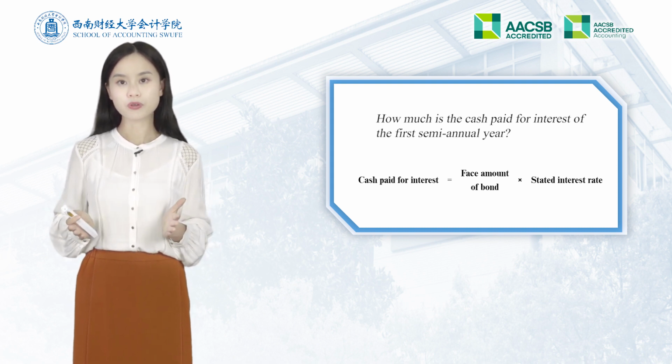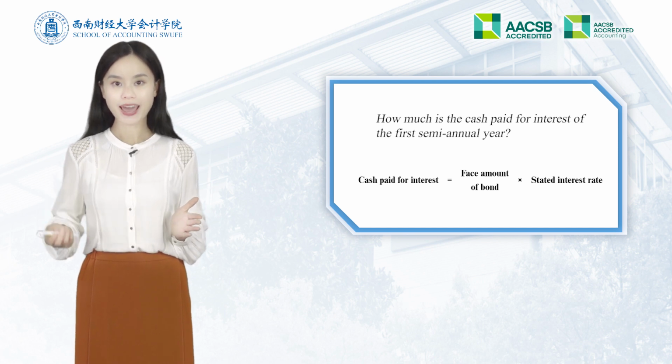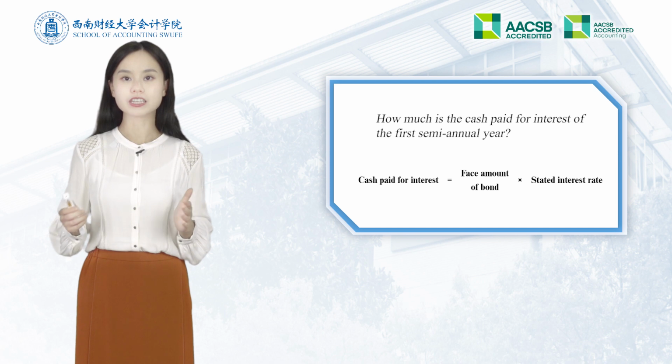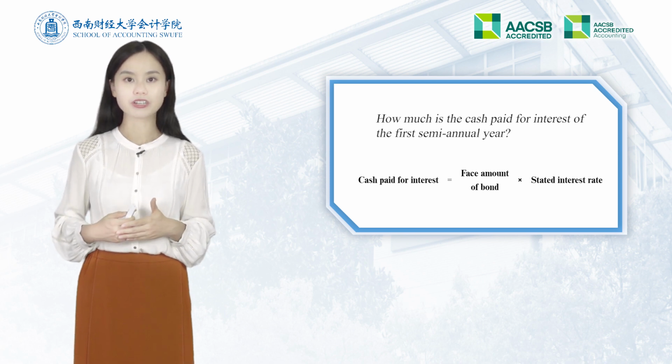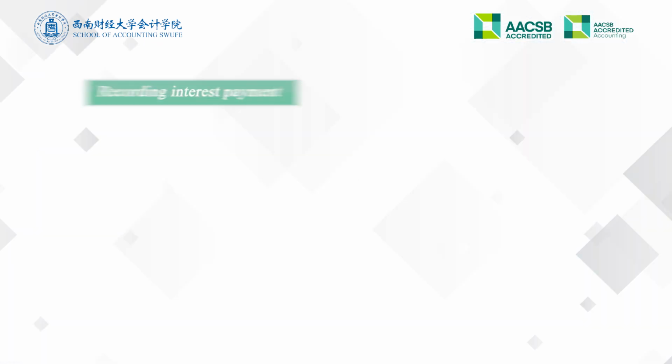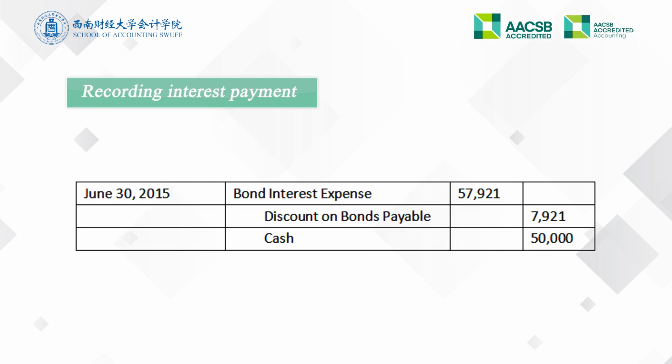The difference between interest expense and cash paid for interest is the amount of discount that we amortize in the first period. The journal entry for the first interest payment is as follows. June 30th, 2015, debit bond interest expense 57,921 yuan. Credit discount on bonds payable 7,921 yuan. Credit cash 50,000 yuan.